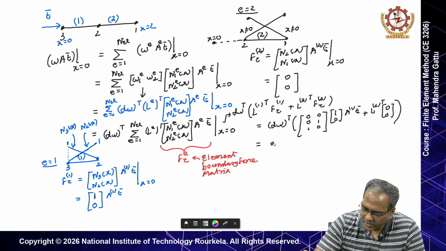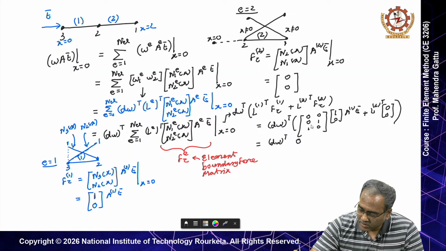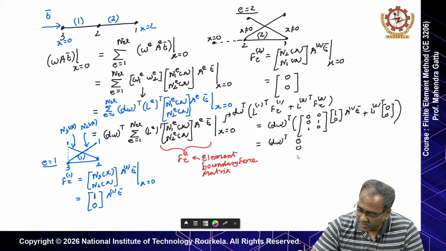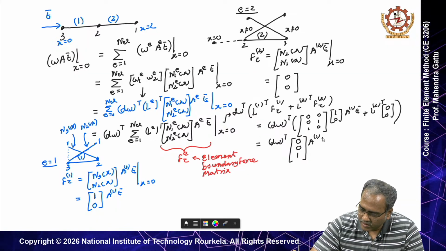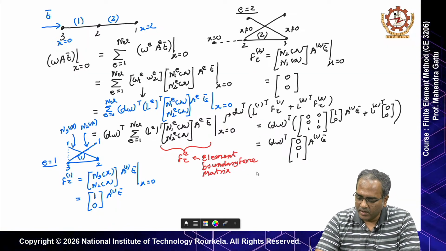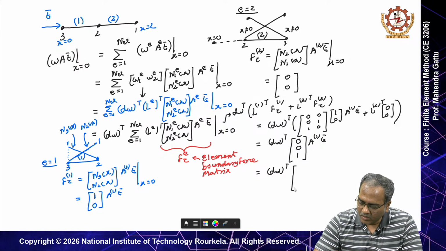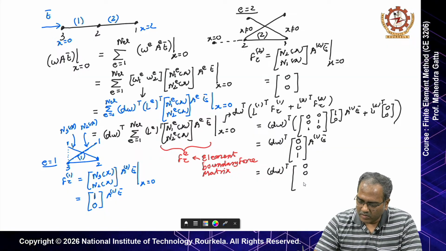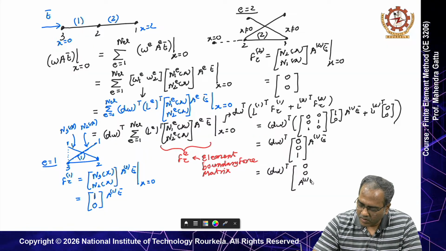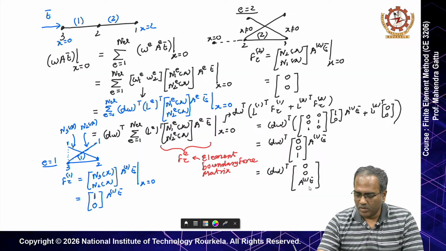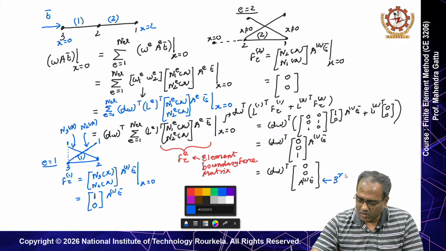So, effectively we are getting dW transpose, first term is 0, second term is also 0, and third term is 1, A1 T bar. So, what is happening here? We are seeing that the contribution of the element boundary force matrix is coming only at the third node. See here, the contribution is happening at node 3.